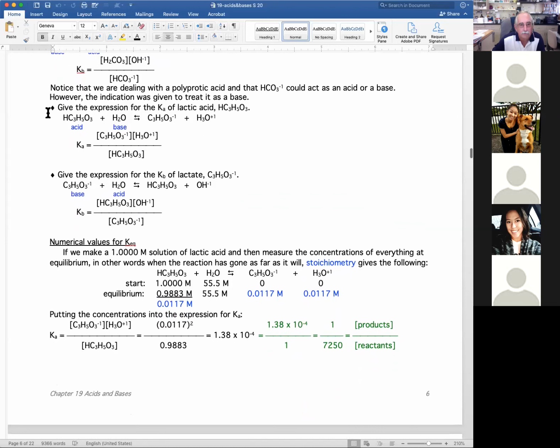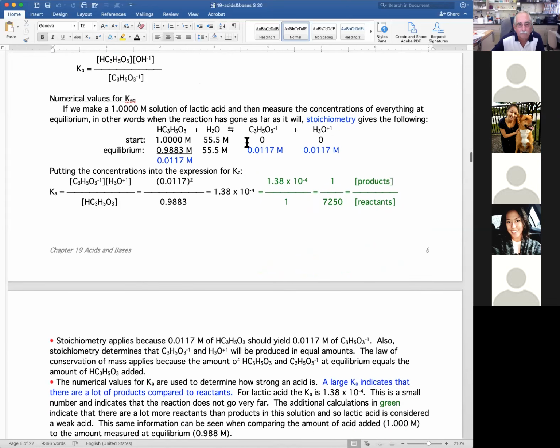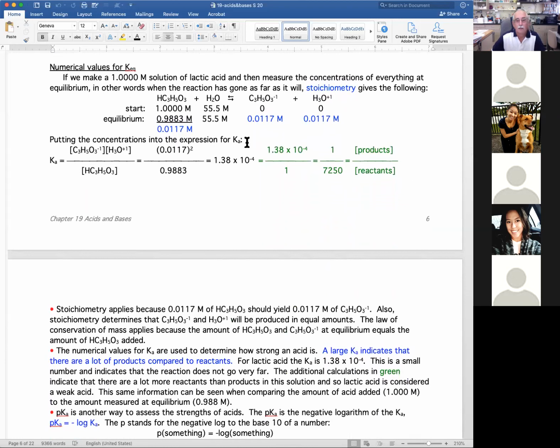So here's one for lactic acid. Here's one for lactate. Make sense? So now we'll put some numbers in here.